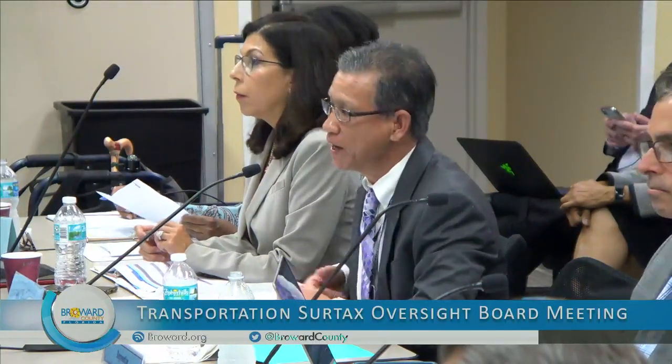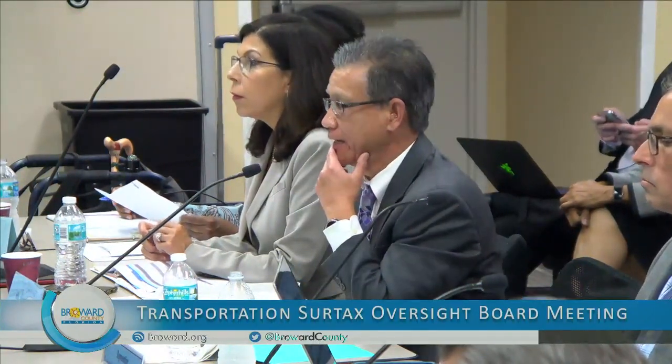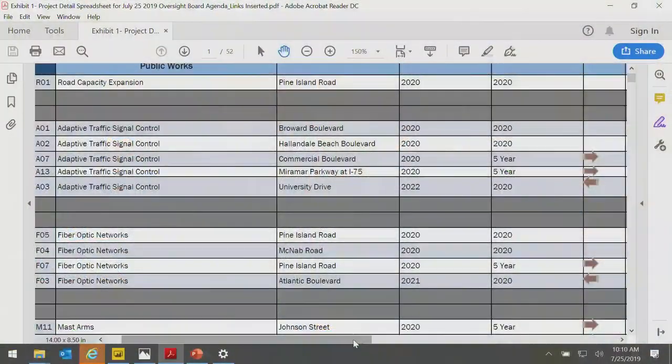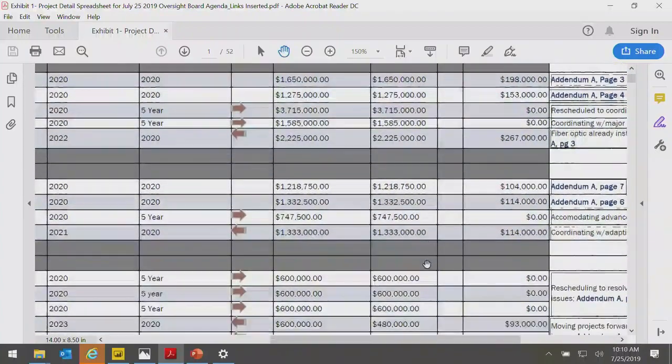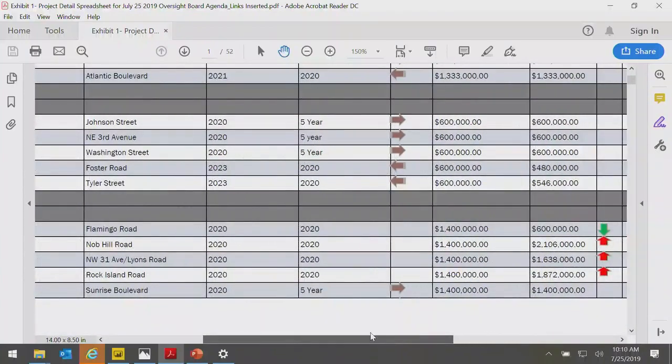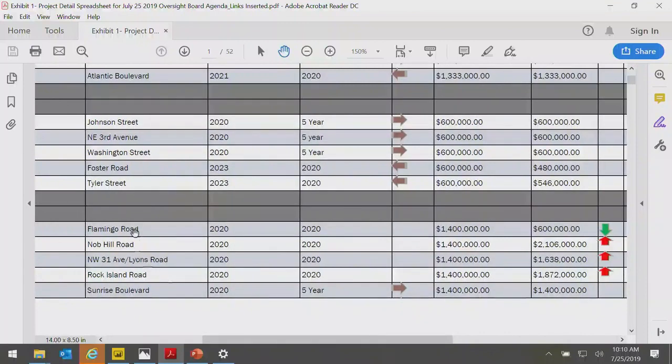Okay, so I'm going to go a little bit further down the line and start to get into the areas where we have the first green and red arrow. Lenny, if you don't mind, if you can just scroll down there a little bit more. Yes, see the first green arrow there. That is one of our intersection improvement projects, Flamingo Road, and no change in the date, but what you see here is a little shift in cost, and I wanted to just highlight that.